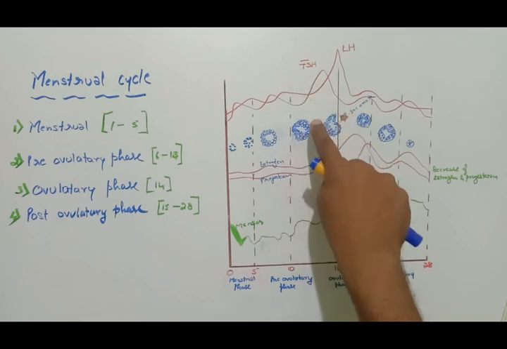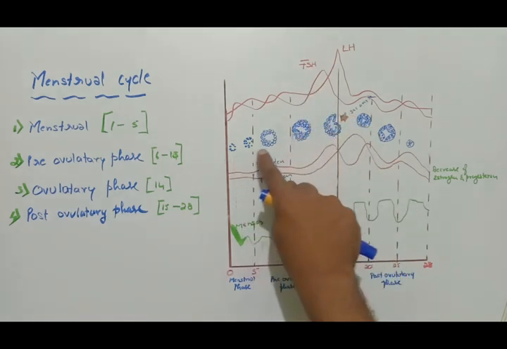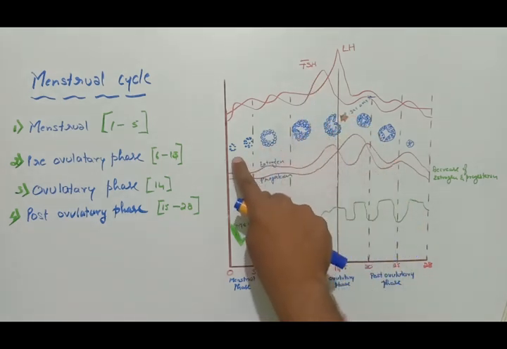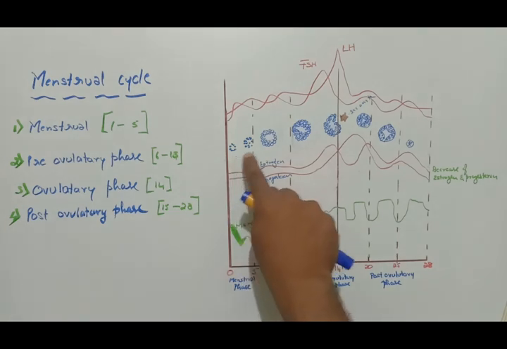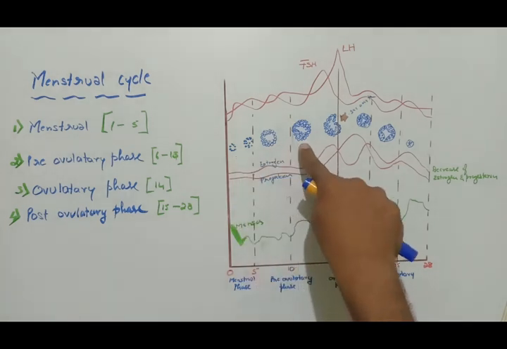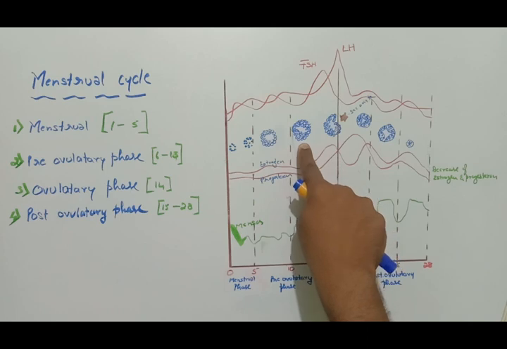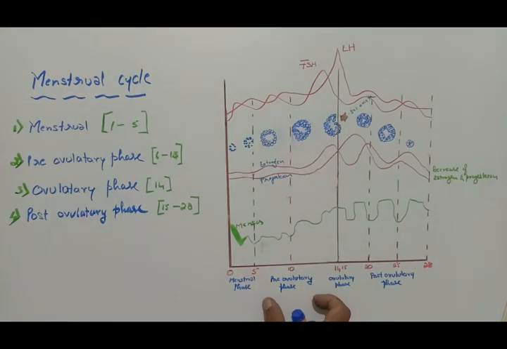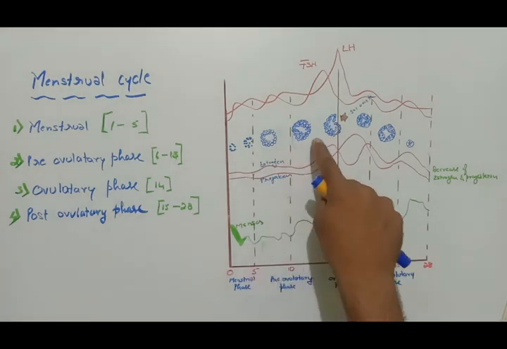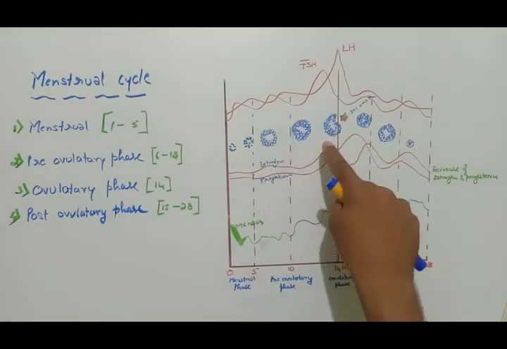They act on the ovary. In the ovary, development of the follicles takes place. That means the primary follicle becomes the secondary follicle, then the tertiary follicle, and then the Graafian follicle. This you can observe in the pre-ovulatory phase. During follicular development, estrogen will also be secreted. There will be a rise of estrogen level.